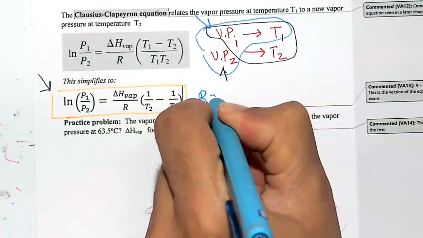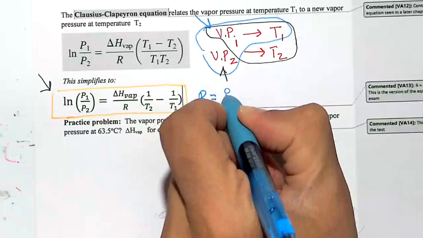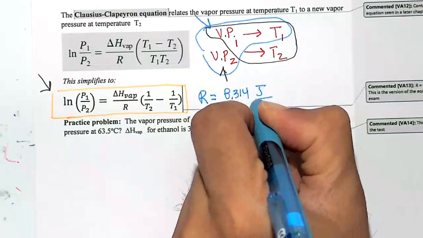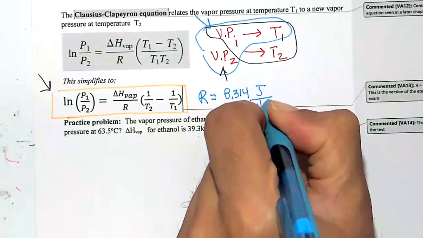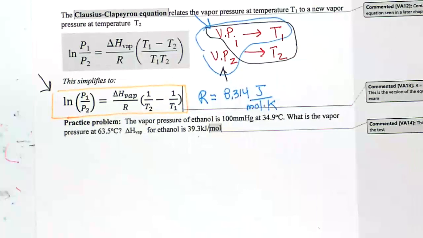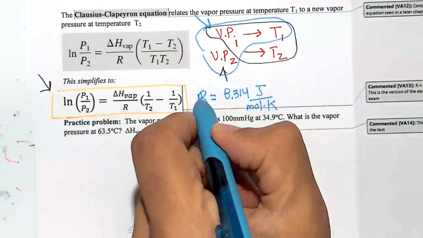So R is going to be also given to you. It's a constant. I'll give you R. And the constant for R is 8.314 joules over mole Kelvin. Okay? 8.314 joules over mole Kelvin. I give it to you. You do not memorize it.